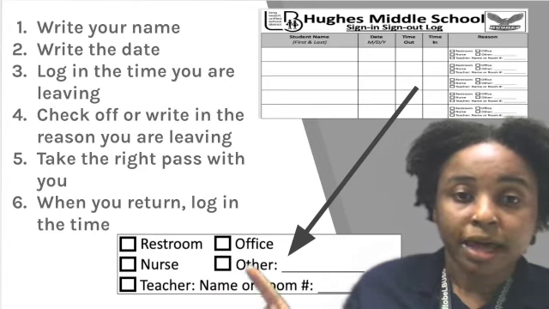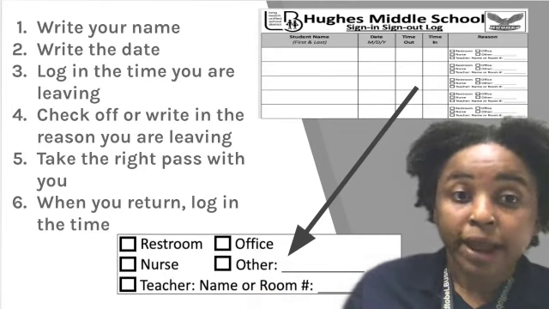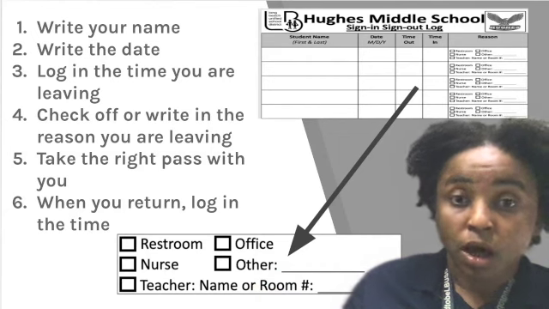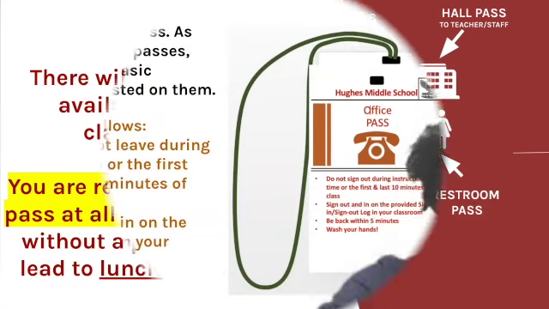So basically that would be this part right here is the check-in, okay? And then take the right pass with you, all right? And then when you return, log in the time. Also, Owls, there will be 4 passes available in your classrooms. You're required to have a pass at all times. If caught without a pass, this will lead to lunch detention.